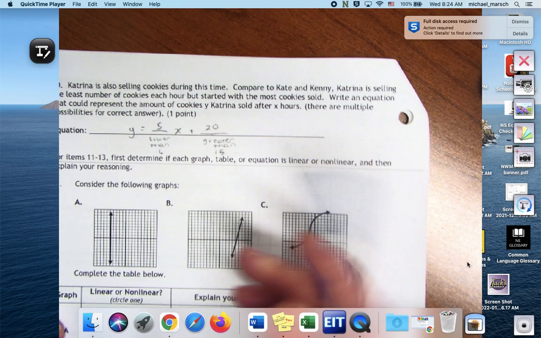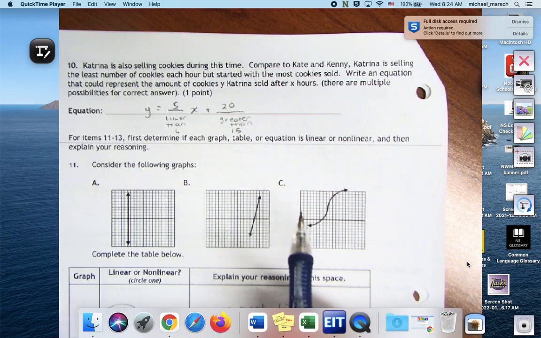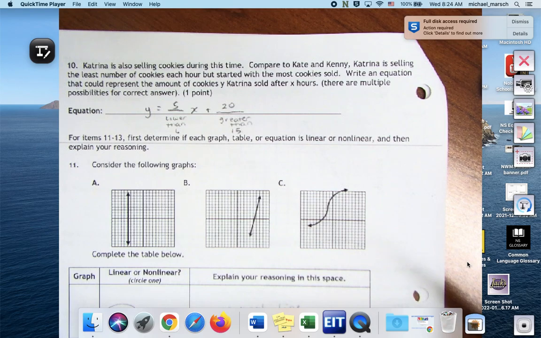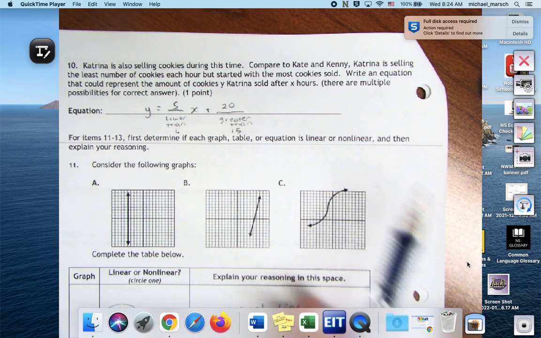Now, I know yesterday some of you tried to get all fancy and did decimal values. You can't sell part of a box of cookies, so don't do that for this scenario.